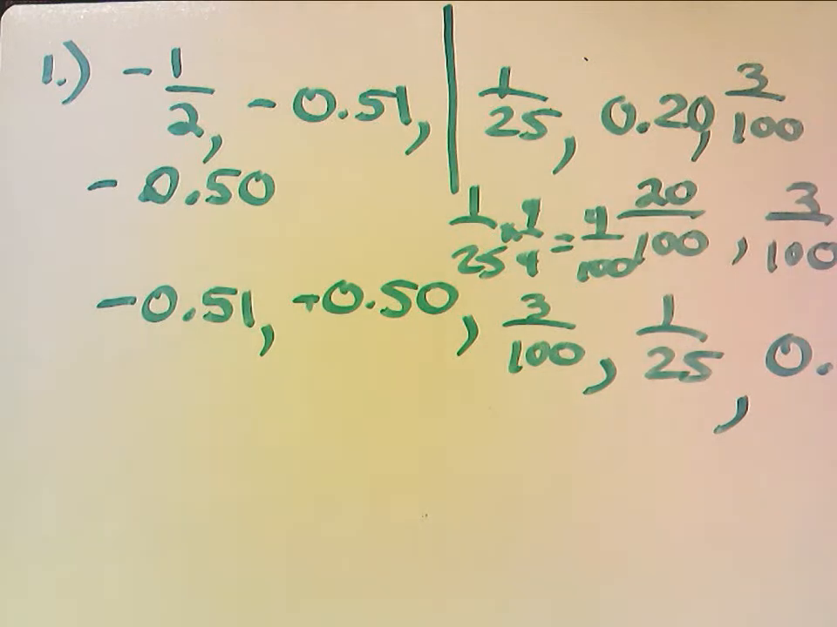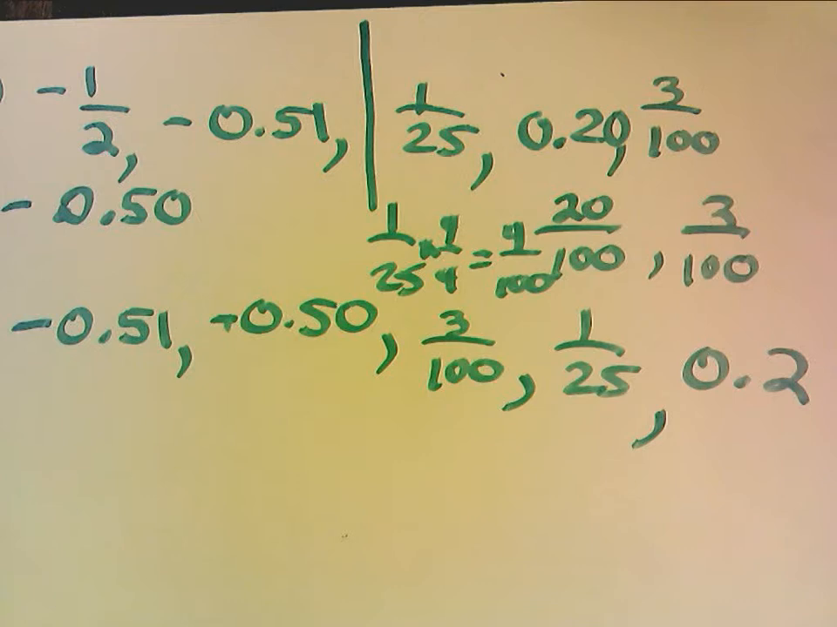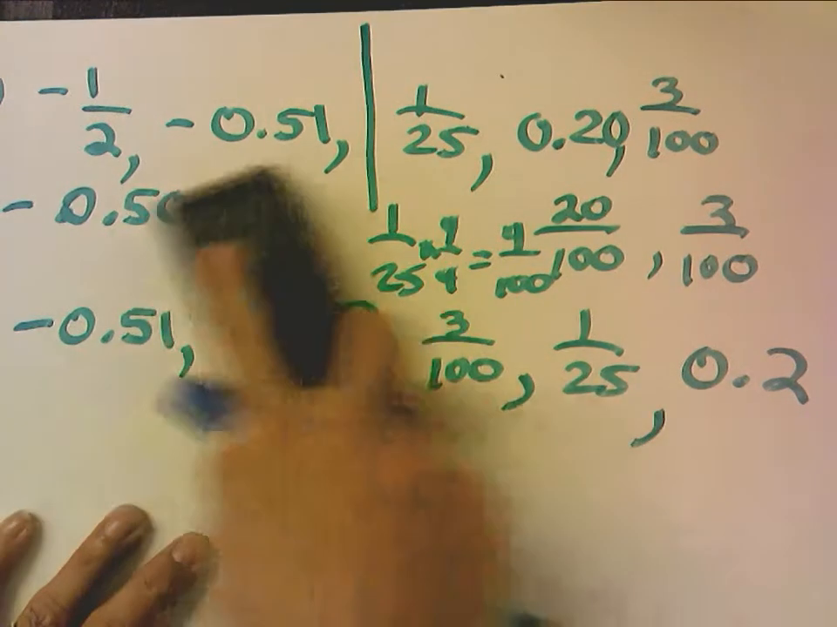So the way we decided the order was first we went over negative and positive, and then to compare numbers, we either change all the numbers to decimals or all the numbers to fractions. So that's how you would do number 1. I'm going to let you do number 2 and 3 on your own.